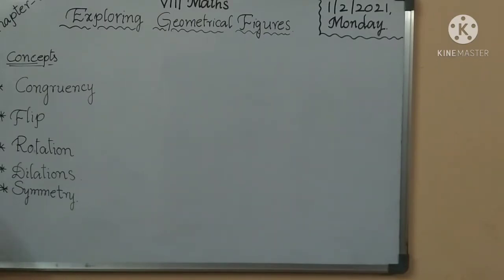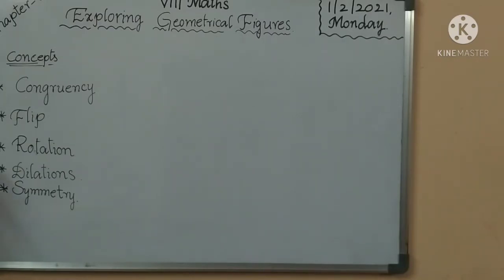This chapter has these concepts. The first one is congruency, the second one is the flip, the third one is rotation, and then dilations and symmetry. So these 5 concepts are there in Chapter 8, Exploring Geometrical Figures.